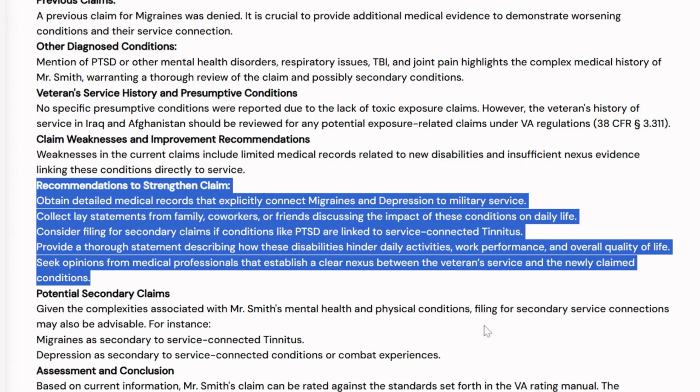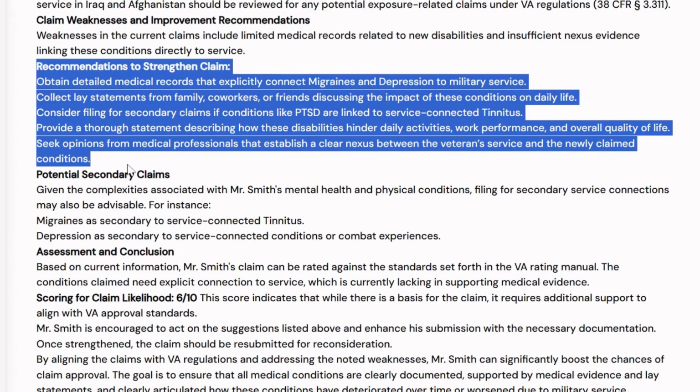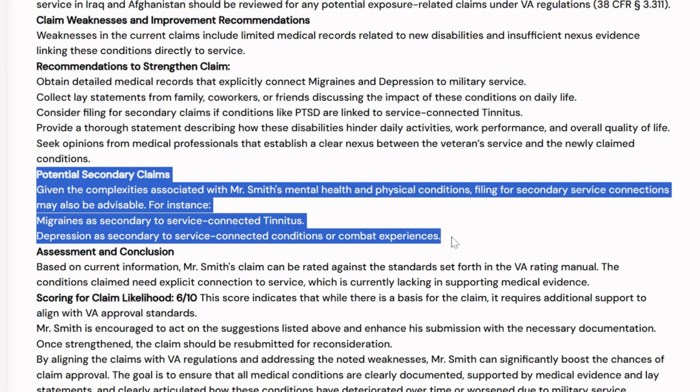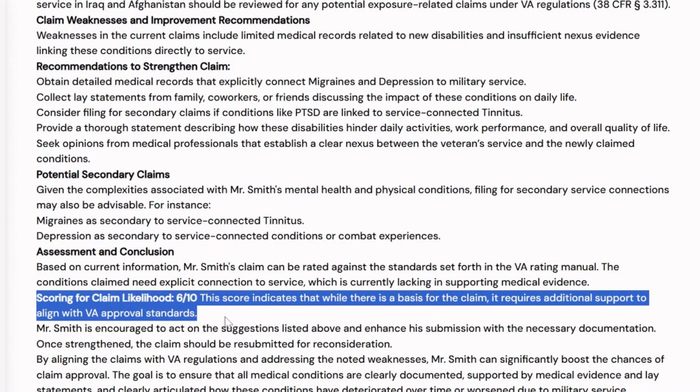When you see claim weaknesses, don't worry. These aren't failures, they're opportunities. Each bullet point tells you exactly what evidence to gather. The recommendation section is your action plan. If it mentions getting medical records or statements from family and coworkers, start collecting those.